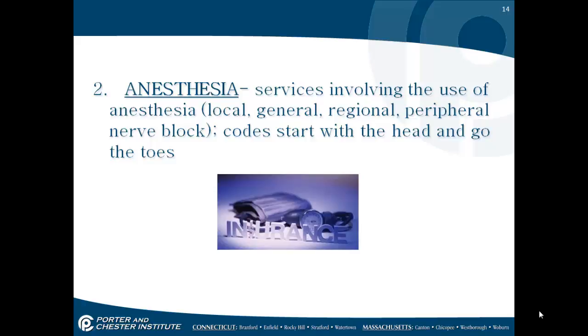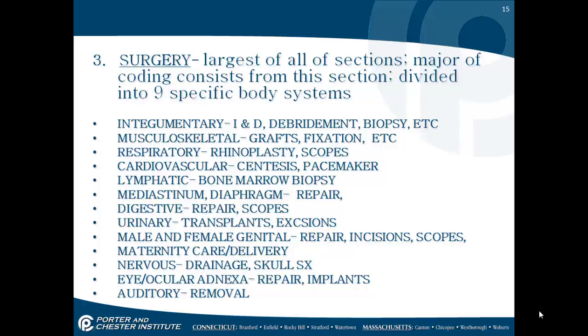Anesthesia. Services involving the use of anesthesia, local, general, regional, peripheral, nerve blocks. The codes start with the head and go to the toes. You have surgery, largest of all the sections. Major coding consists from this section, divided into specific body areas: integumentary, musculoskeletal, respiratory, cardiovascular, lymphatic, mediastinum, digestive, urinary, male and female genitalia, maternity, nervous, eye, ocular, and auditory.